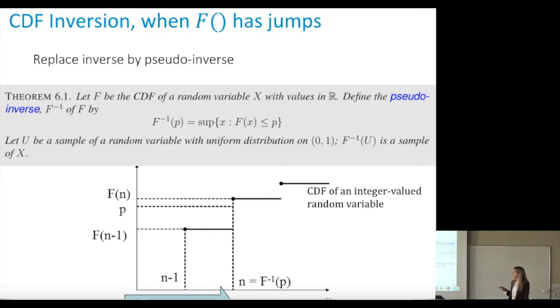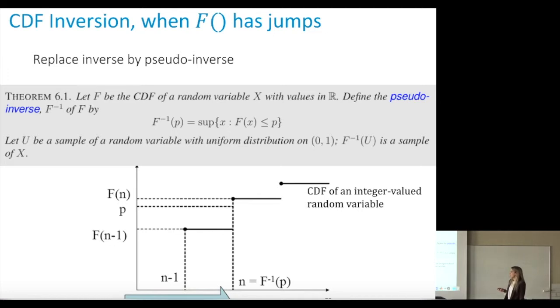And this is actually the pseudo-inverse for a distribution with jumps, which is needed in order to apply the CDF inversion for integer valued random variables, because in integer valued random variables the CDF will have jumps. Okay, as we see here, so these are jumps.